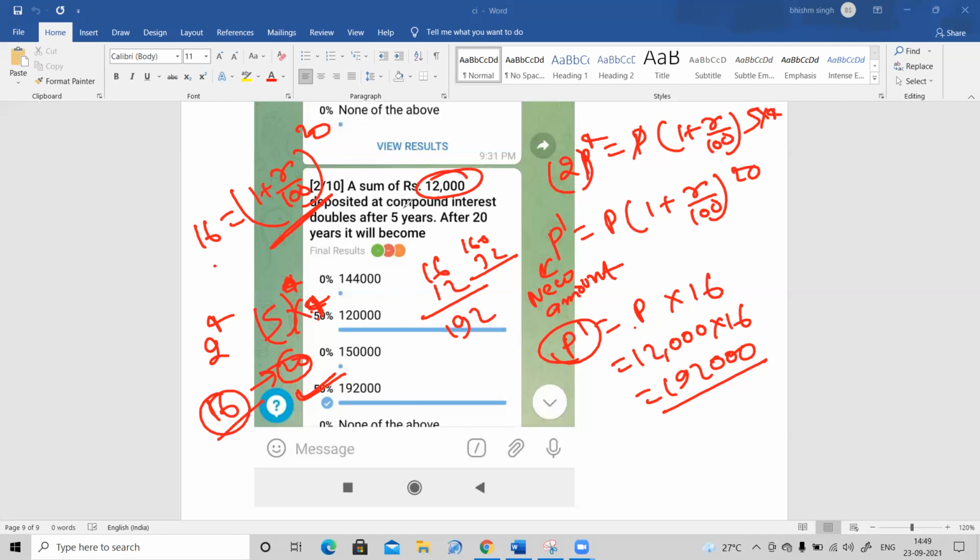Once again, I will repeat: in 5 years, it becomes double. And after 20 years they're asking, so 5 multiplied by how much becomes 20? 5 multiplied by 4 becomes 20. So compound interest doubles in 5 years. After 20 years, I will put 2 to the power 4. I will multiply by 4 here, I will put the power. That is 16 times of our principal. So multiply by 16 here. We will get the answer. Hope you got it, all of you.